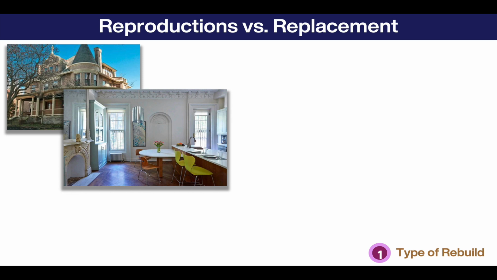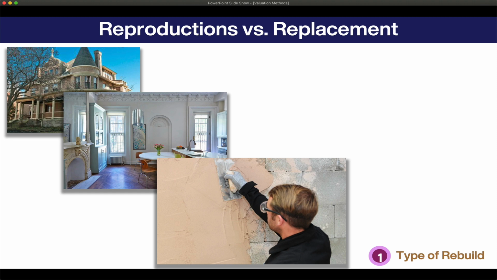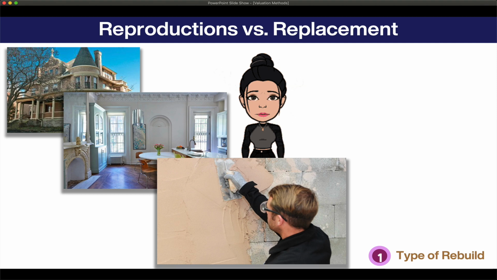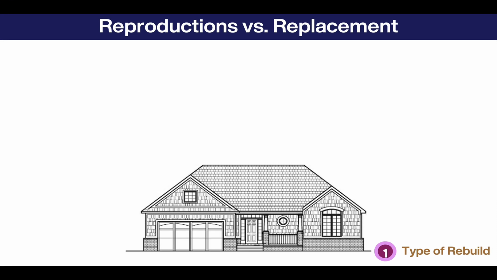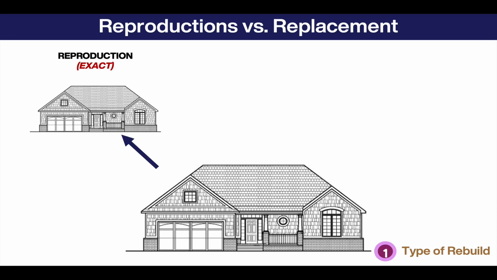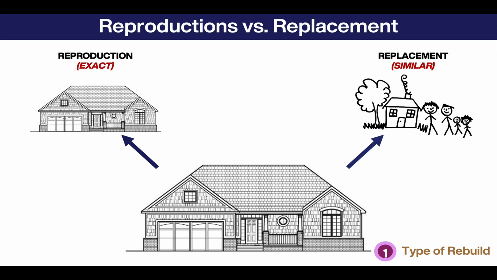So let me ask, how many contractors do you know that work well with plaster? And what would they even charge? Would it be reasonable? But if an appraiser chooses to replace the structure, modern drywall would easily be used. Thus, determining if a property should be reproduced or replaced could make a big difference on the end result of value.